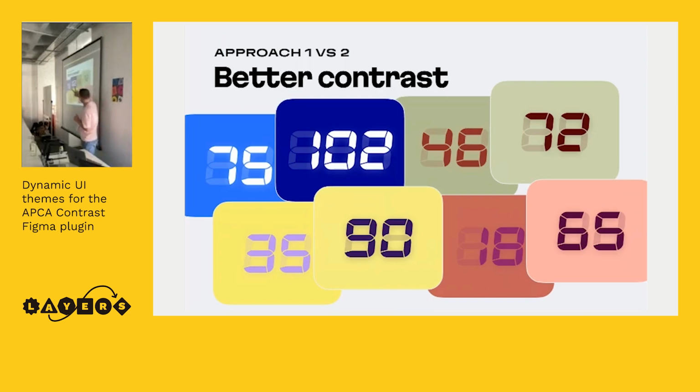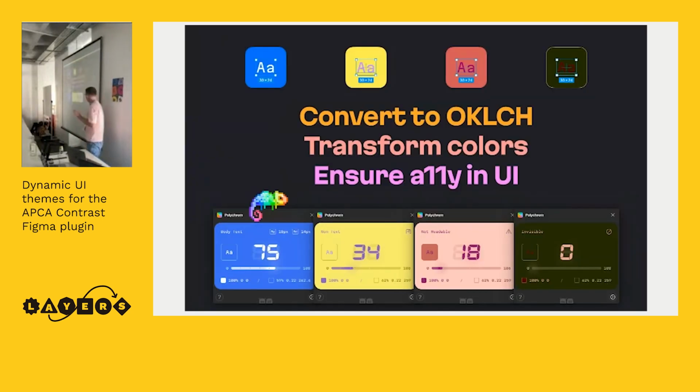Here you can compare two approaches. Take a look at these two red boxes. You can see how much easier to read this number. All right. That means that the approach number 2 ensures better contrast. Okay. Of course, in real world, things are not that easy.